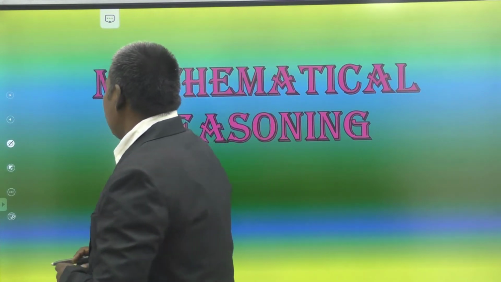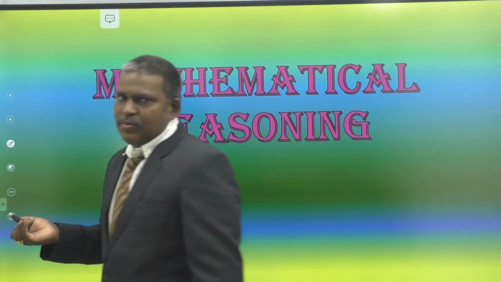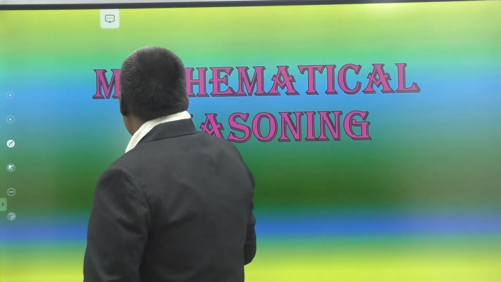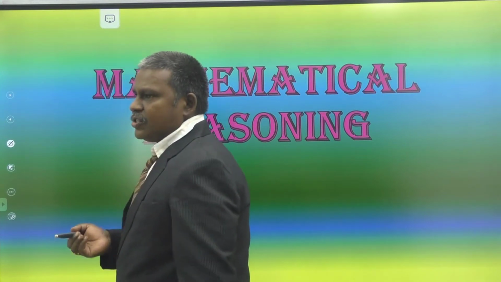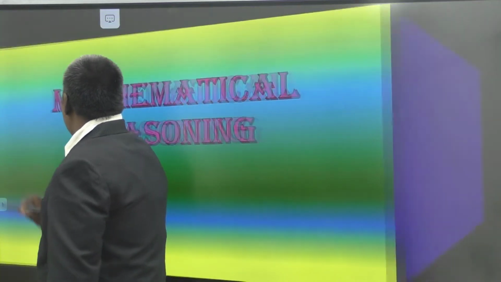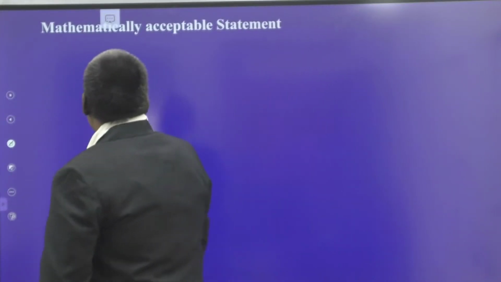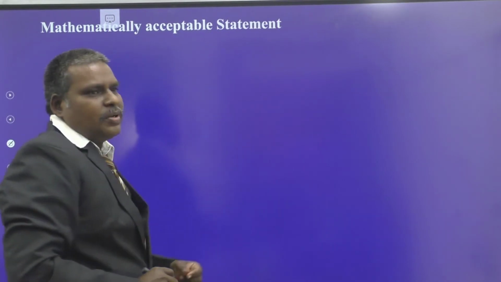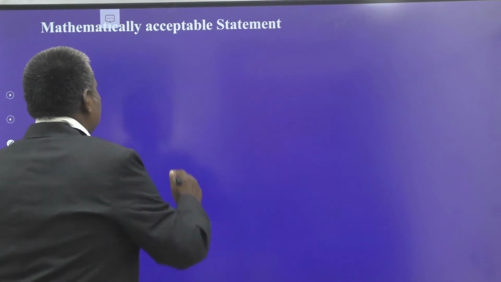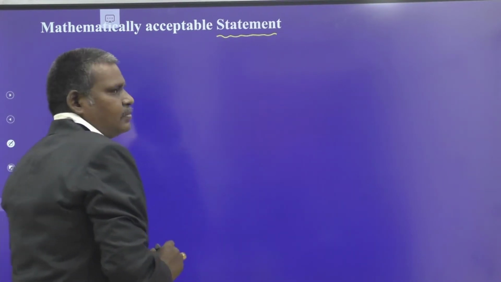Let us discuss now. What is mathematical reasoning? This is a very important topic which is also an application for engineering. Now we are discussing the topic of mathematical reasoning. First let us see the definition of a mathematically acceptable statement. What is meant by a statement?